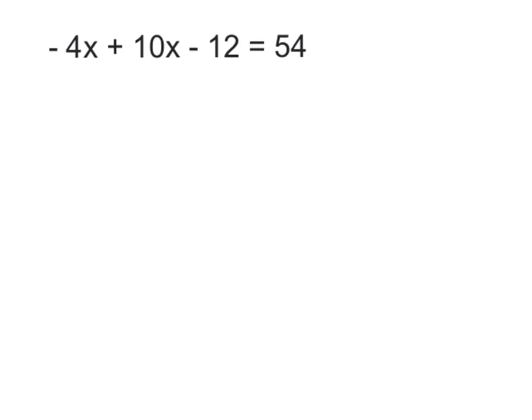In this video, I'm going to be showing you how to combine like terms. Feel free to pause or move ahead or even rewind and rewatch a part if you still aren't sure how to do something. But I'm just going to be doing a few problems and checking my work just to show all of the steps. So on this first problem, we have negative 4x plus 10x minus 12 equals 54.